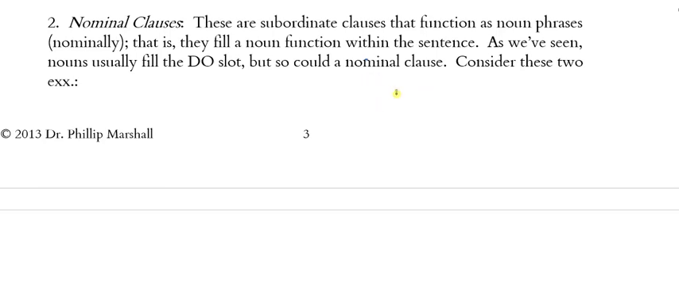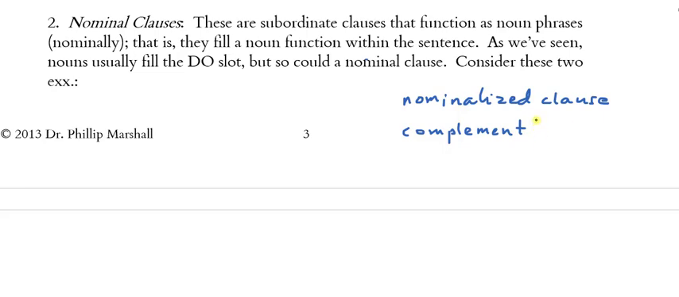And by the way, let me just give you two more expressions. The nominal clause could also be described in this way. They could be described as nominalized clauses. Okay, so a nominalized clause. Or some people will refer to them as complement or complementized clauses. Okay, that's where the clause is functioning as a complement of a sentence, usually a direct object.